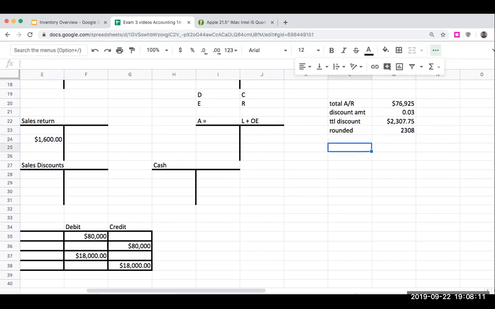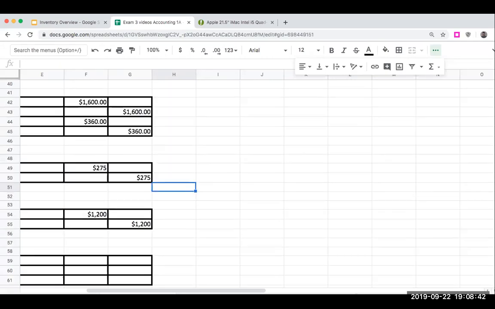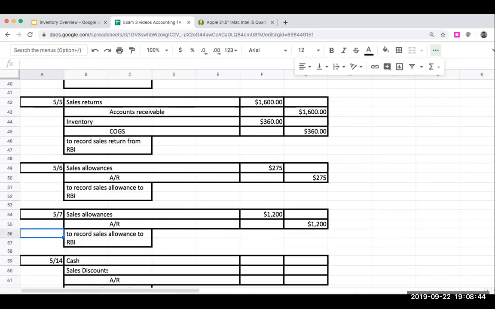So the cash received is going to be the total AR of 76,925 less the discount. And my discount here was 2,308. So my total cash received is going to be 76,925 minus 2,308, or 74,617. So I received 74,617 of cash. And let's put this down here into my journal entry.